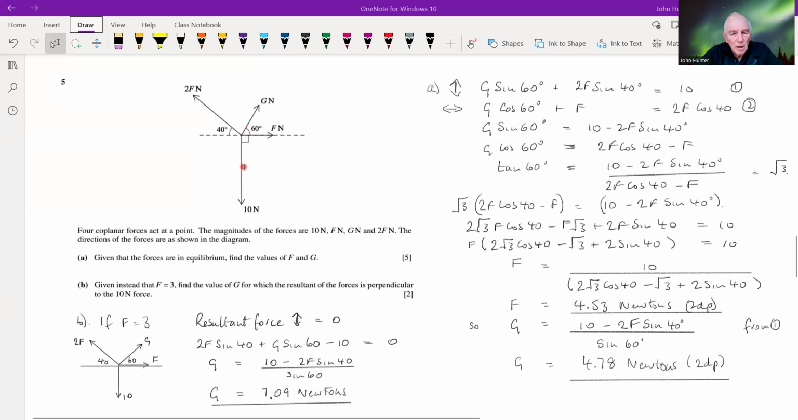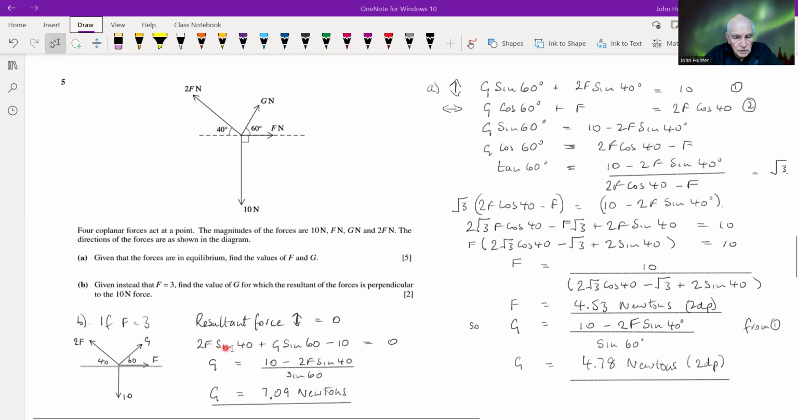Okay, so that idea comes into a few questions in different forms, obviously, but we can use that here. Resultant force up-down equals 0. So let's just write out those forces there.